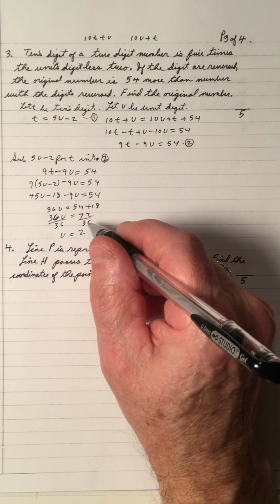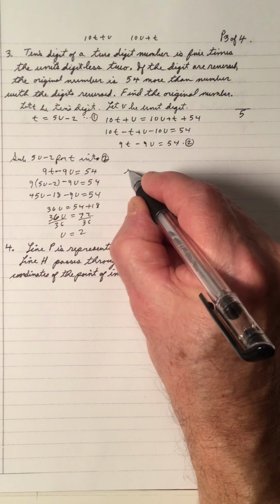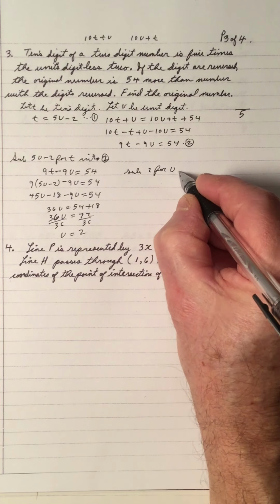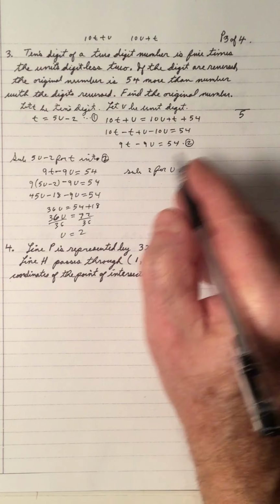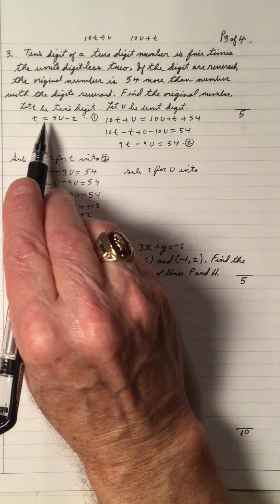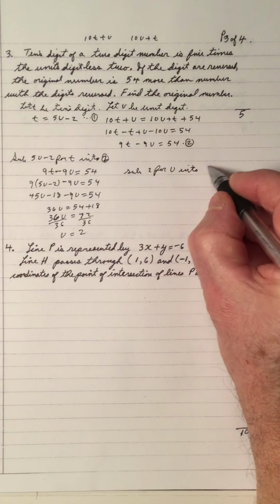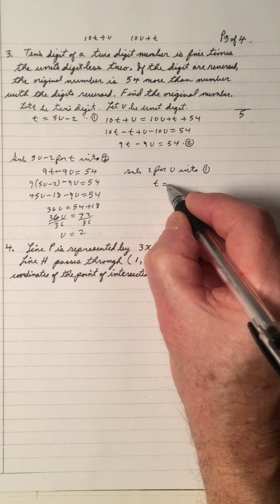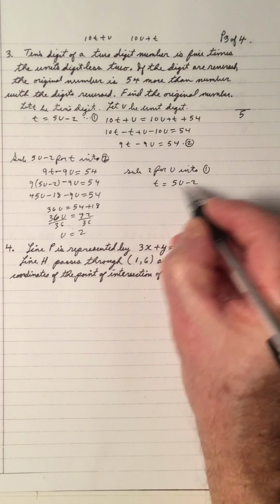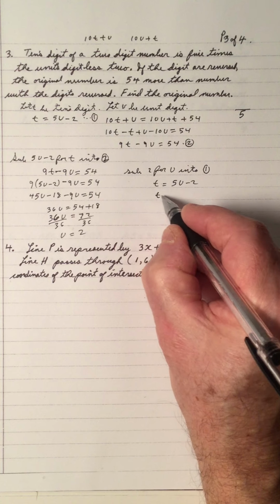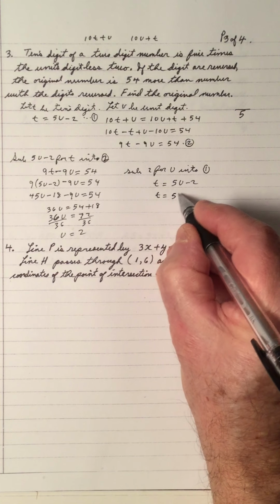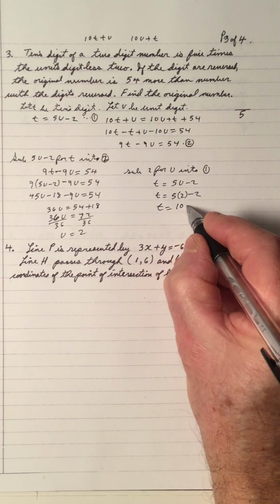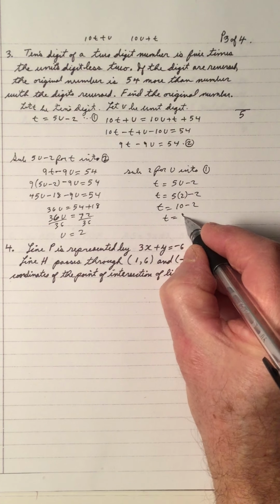Now I found a units digit, which is 2, so I'm going to sub 2 for u into equation 1. Now I can put it into either equation, but this is the better one to sub it into because it's already solved for t. So t equals 5u minus 2. So t equals, u is 2. So t is, multiply first, 10 minus 2. So t is 8.